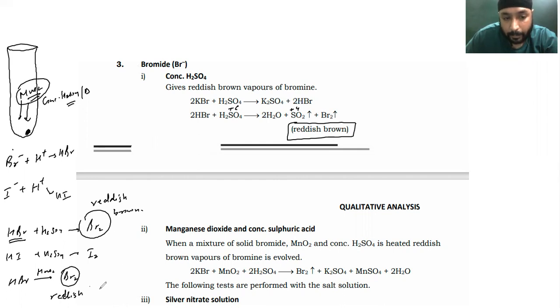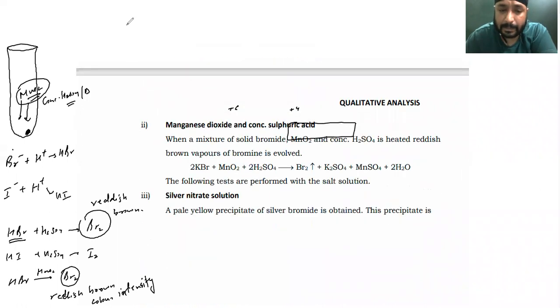Reddish brown color intensifies. Okay. Now listen. If you understood all this stuff, it will intensify, it will become large in amount. Okay. Color intensity increases.